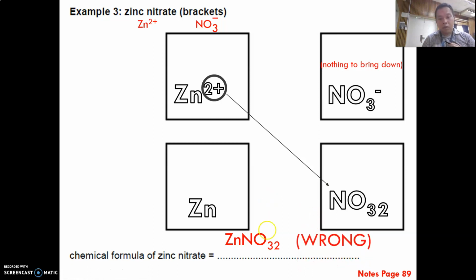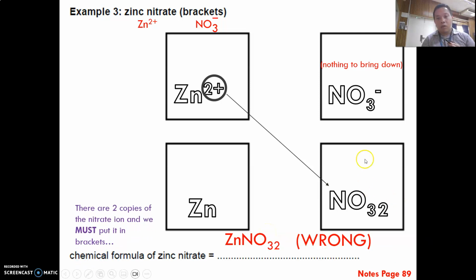So this is wrong. Instead, this tells us that there are 2 copies of the nitrate ion, and we must put it in brackets. So how we write it is like this: Zn, open bracket, NO3, close bracket, 2. This tells us that 1 unit of this compound contains 1 zinc ion and 2 nitrate ions.